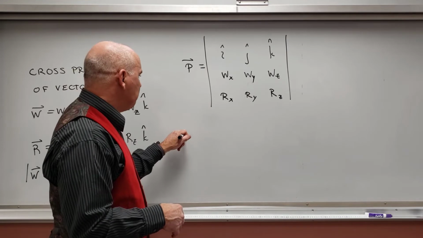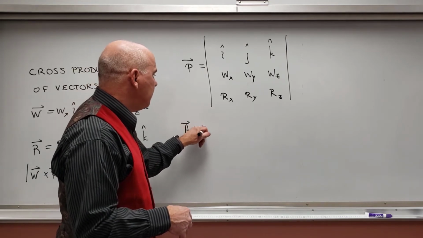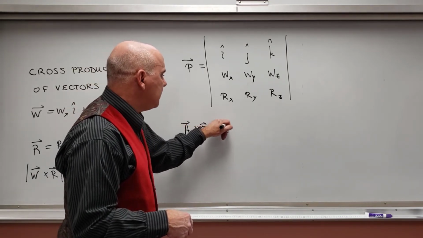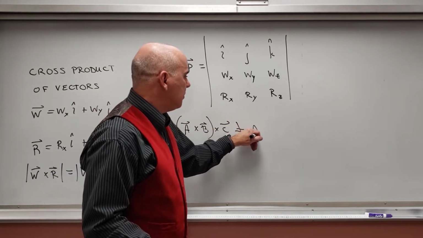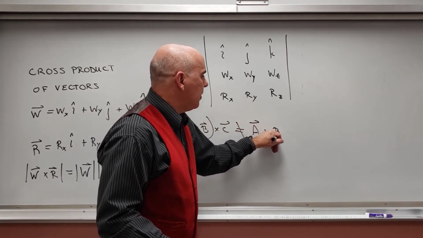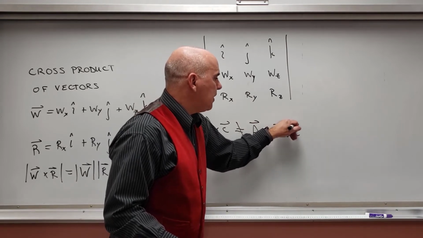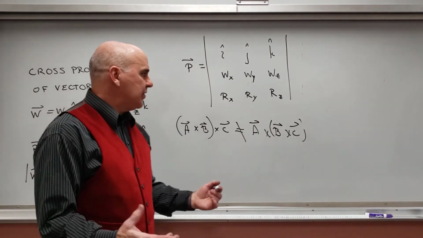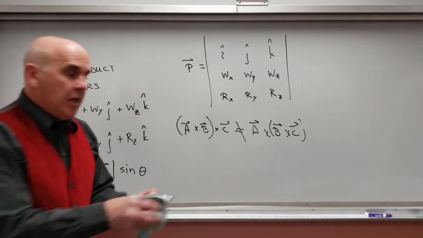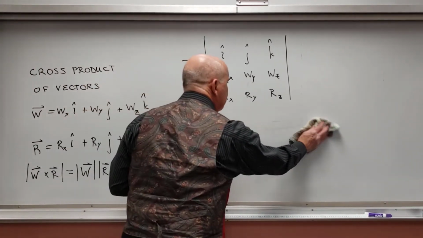That is to say, real briefly, A cross B, then cross C, put the parentheses there, that's not necessarily equal to A cross the quantity B cross C. All right, so we've got to be really careful with that, okay? So they're not the same thing. All right, so let me get rid of that.